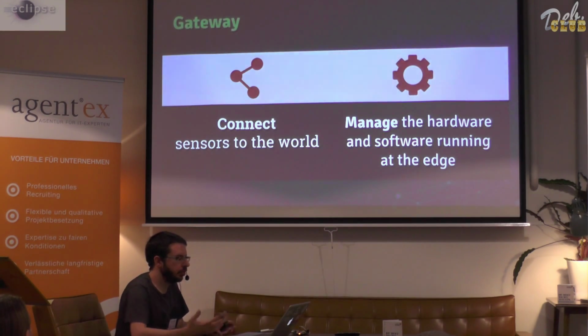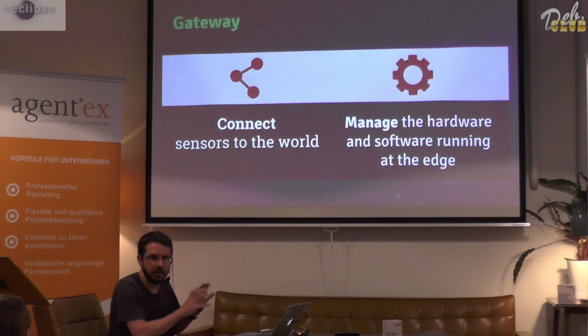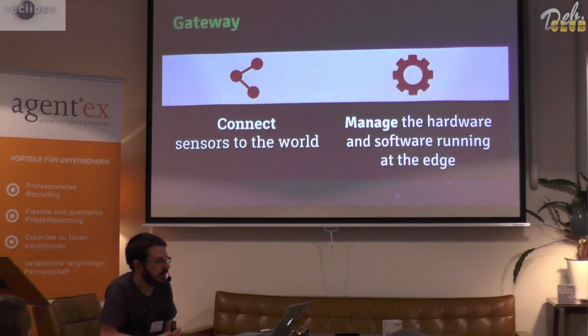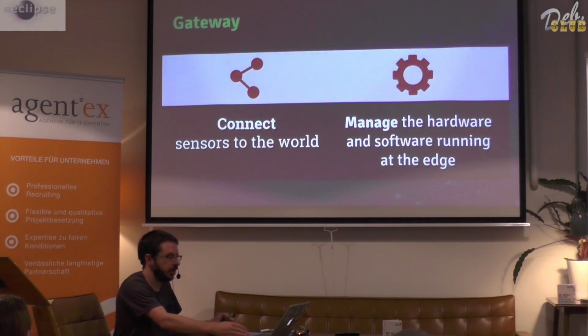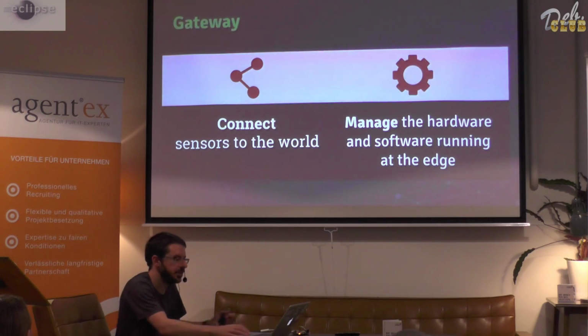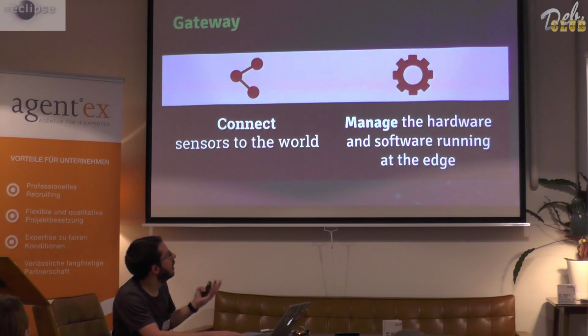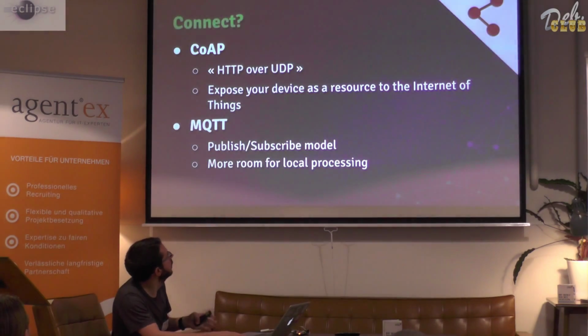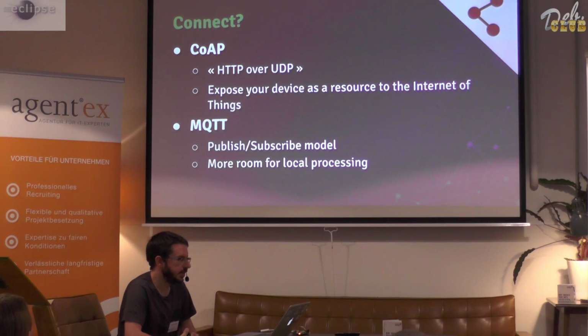So what's going to be the role of the gateway? Connecting the devices, the things, to the internet, and you're also going to need to manage all this hardware: the gateway itself, the sensors, the actuators on the field, your thermostat, etc. You need to connect and manage. So for connecting, there are two popular IoT protocols. One is CoAP, one is MQTT.